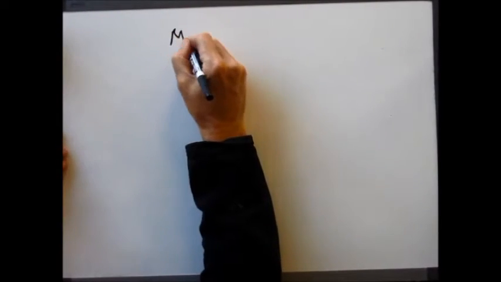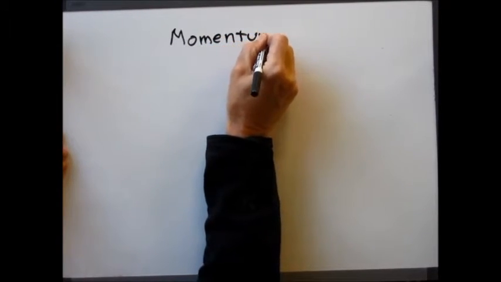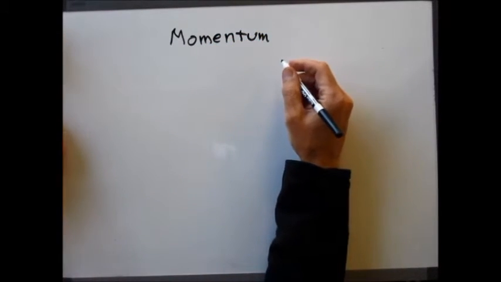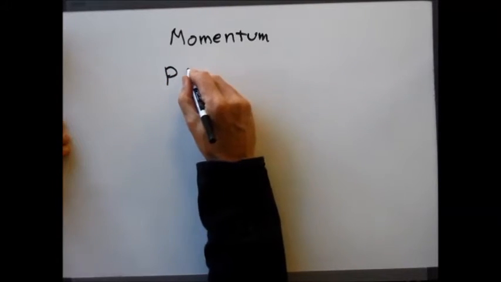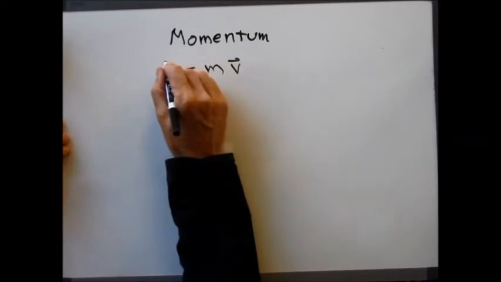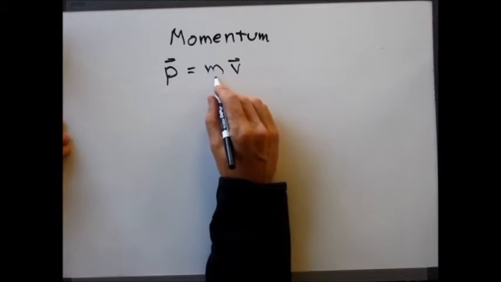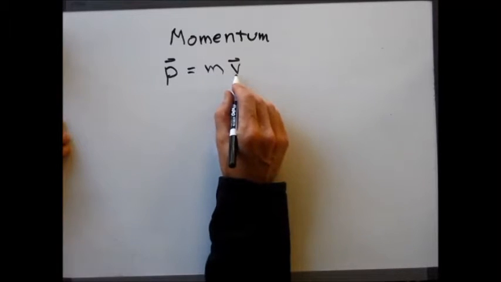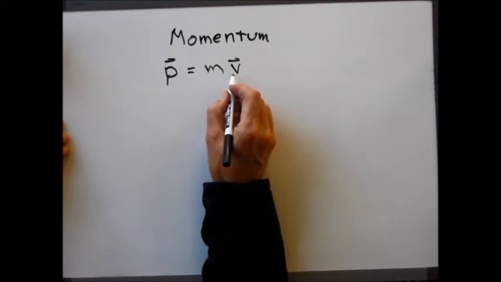So this section is on momentum. Momentum is represented by the letter P, and it's equal to mass times velocity. Because velocity is a vector, and mass is a scalar, a number times a vector is a vector, so momentum is a vector. Hopefully you have some sense of what momentum is.